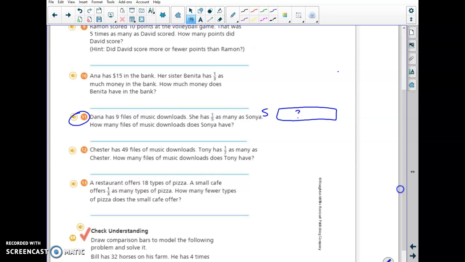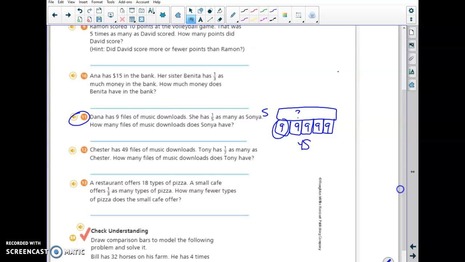Dana has 1/5, so I'm going to break Sonia down into 5 parts. She has one of these fifths, and one of those fifths is 9. So all of these are going to be 9, right? So 1/5 is 9. How many does Sonia have? Well, I've got 5 9s. 5 times 9 is 45.